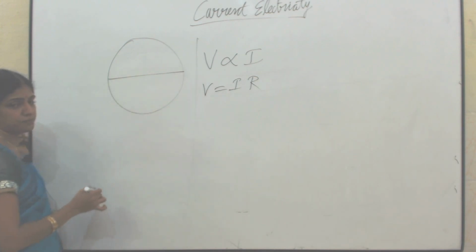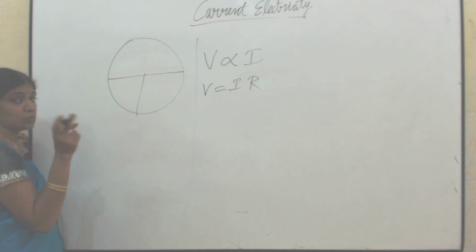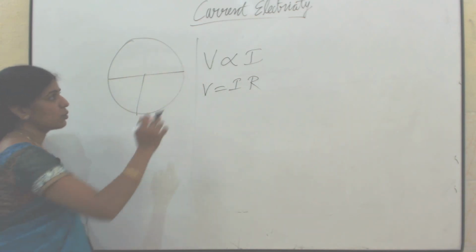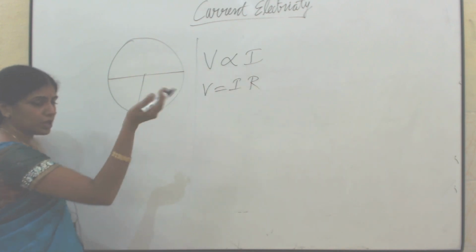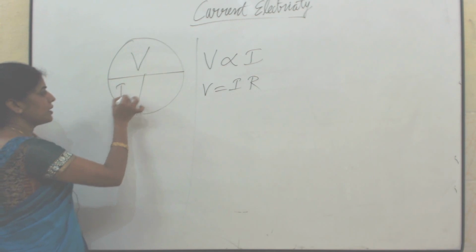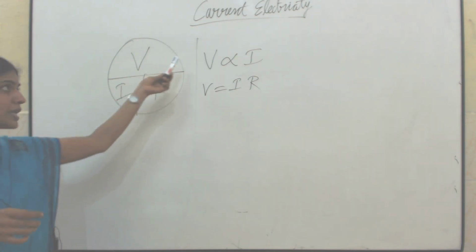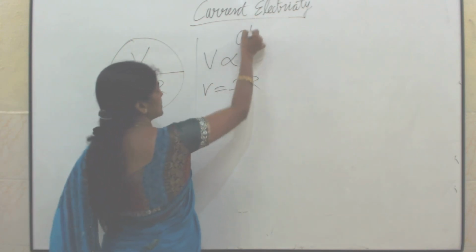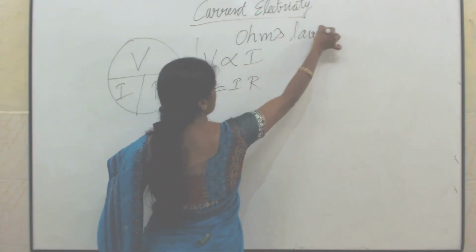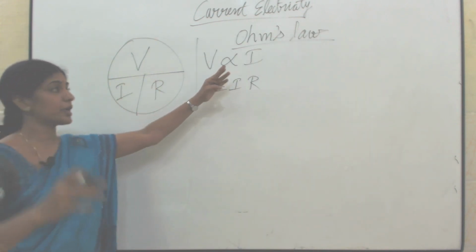Just divide this into 2. Again into 2. So what are the two fundamental quantities in current electricity? One is I and the other is V. Both are related. So I will write V here, let I be here, let R be here. So what does Ohm's law tell you? Ohm's law. Just how you can remember for your long run.